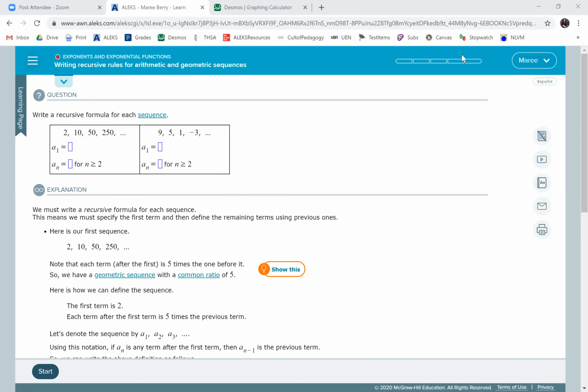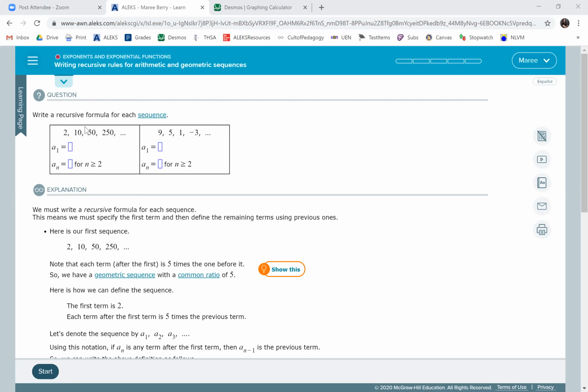Recursive rules are just basically what are you doing to get from one term to the next. If you're adding or subtracting, it's arithmetic, and if you're multiplying or dividing, it's geometric. So on this one, you always just put your first term here. So this is easy. This one's 2, that one's 9.